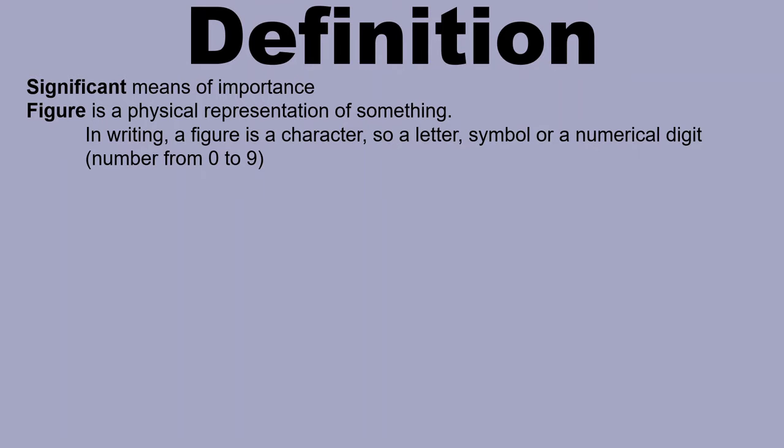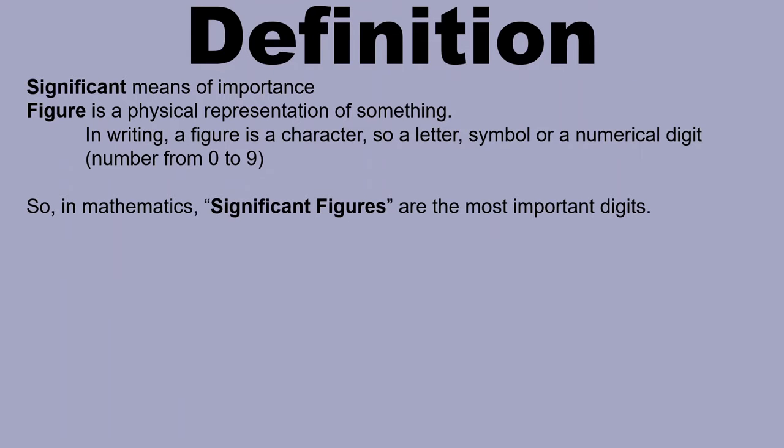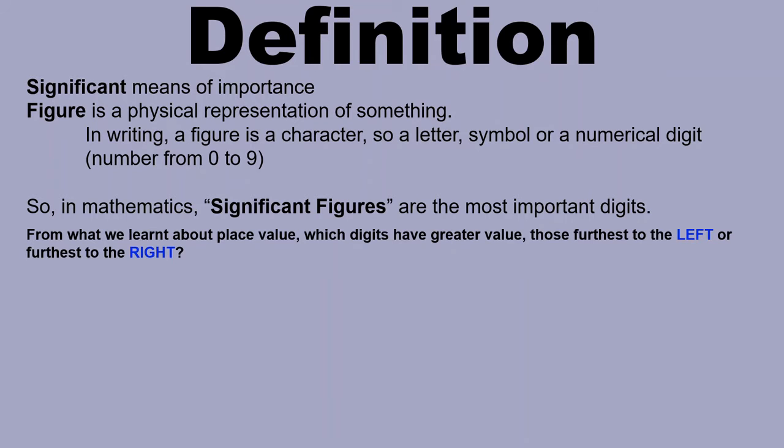But in writing, a figure is a character, so a letter or a symbol or a numerical digit. So numbers from 0 to 9. In that case, in mathematics, we would say significant figures are the most important digits of a number. If you were with us for our previous lesson on place value, you should be able to tell me which digits have the greater value. The ones that are further to the left in a number, or the ones that are further to the right.